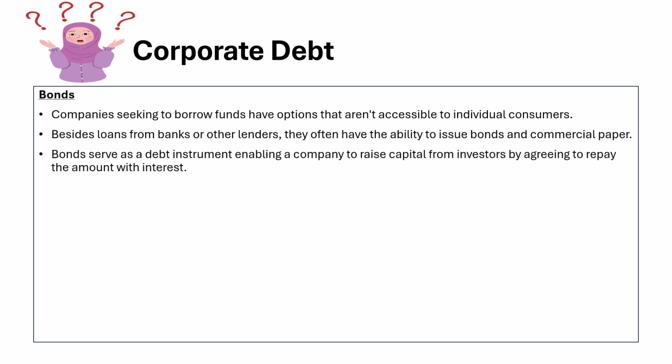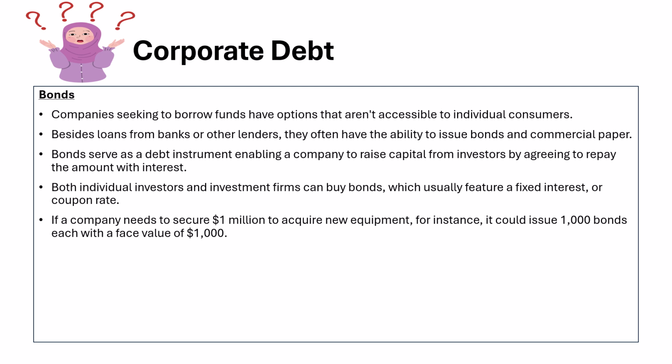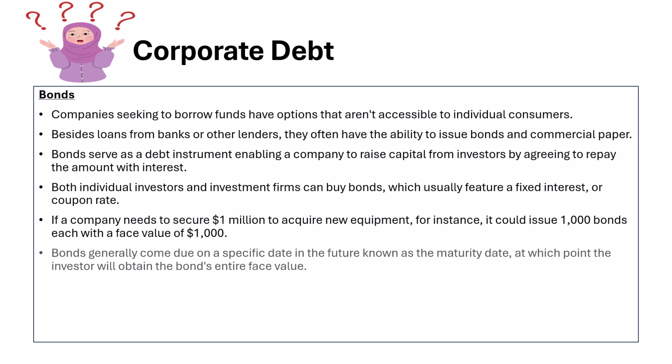A bond serves as a debt instrument, enabling a company to raise capital from investors by agreeing to repay the amount with interest. Both individual investors and investment firms can buy bonds, which usually feature a fixed interest rate or a coupon rate. If a company needs to secure $1 million to acquire new equipment, for instance, it could issue 1,000 bonds with each face value of $1,000.